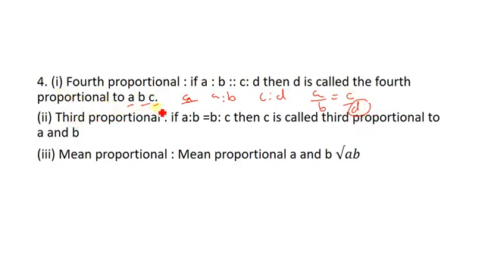Now next is third proportional. If A upon B is equals to B upon C, then C is called third proportional to A and B. Now next is mean proportional. Now mean proportional of A and B is nothing but root AB. Now we will solve each one of these in the later examples.